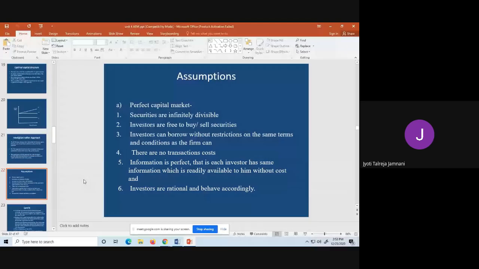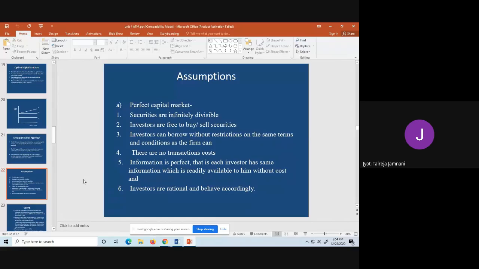No, ma'am. Because if you have to buy one share, it has to be a whole number: 1, 5, 10, 20, 100 is fine. But you cannot buy 10.5 shares or 1.25 shares. But this assumption says you can buy. So it is an assumption. In real life, it's not possible. They are trying to say shares are infinitely divisible. That means you can buy 0.1 share also. You can buy 0.8 shares also, as per this assumption of perfect capital market. Whereas capital markets are imperfect because this is not possible.